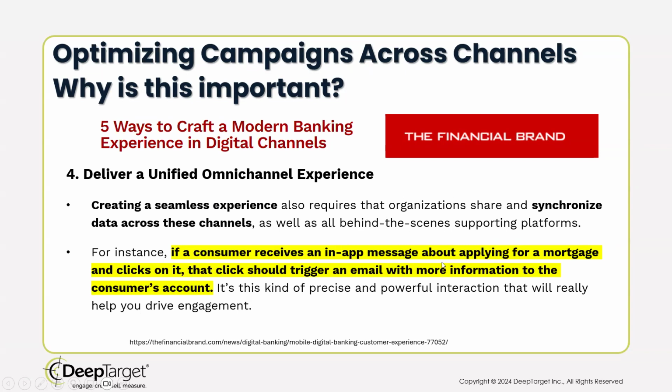So in this case, it says if you do display, perhaps inside mobile, a mortgage ad and your digital user clicks on it, that click should trigger an email for more information. What's really interesting about that is you guys have to remember that inside Deep Target, when someone clicks, we have the automated capability to, at a particular set time later, send an email to that digital user saying, hey, saw you clicked, if you'd like more information.